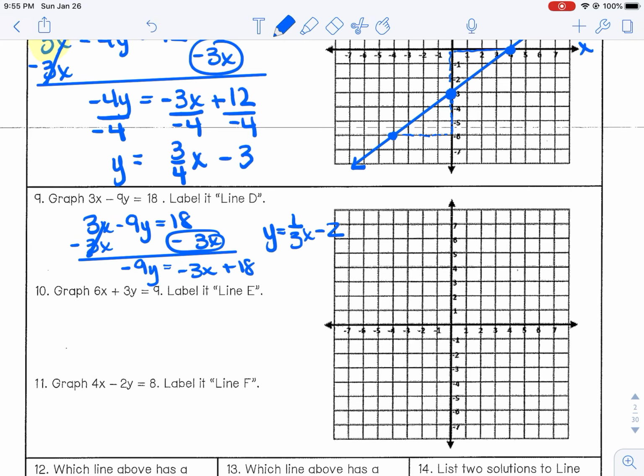All right, so I'm going to start at negative 2. My rise is 1. My run is 3. Okay, opposite direction. Okay, you don't have to put the stair steps in. But there's our line right there, and that's line B.